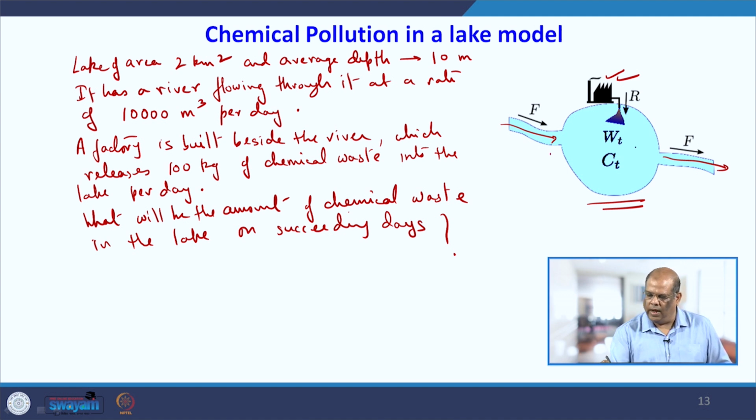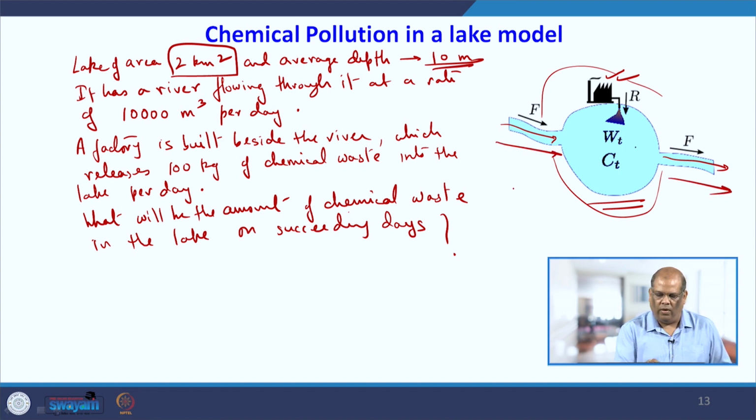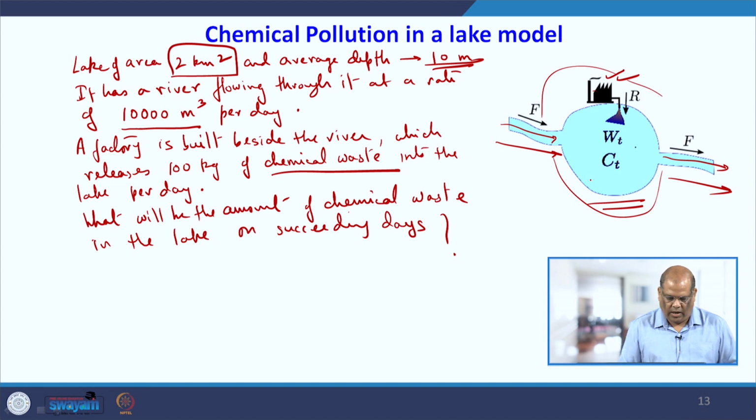So, this is the lake and which has an area of 2 kilometers square. It has a depth of 10 meter. A river flows through it, flowing in and flowing out at a rate of 10,000 meter cube per day. There is a factory which deposits this 100 kg of chemical waste into this lake. We want to find out through a model that what will be the amount of this chemical waste in successive days. So, let us define the variables.